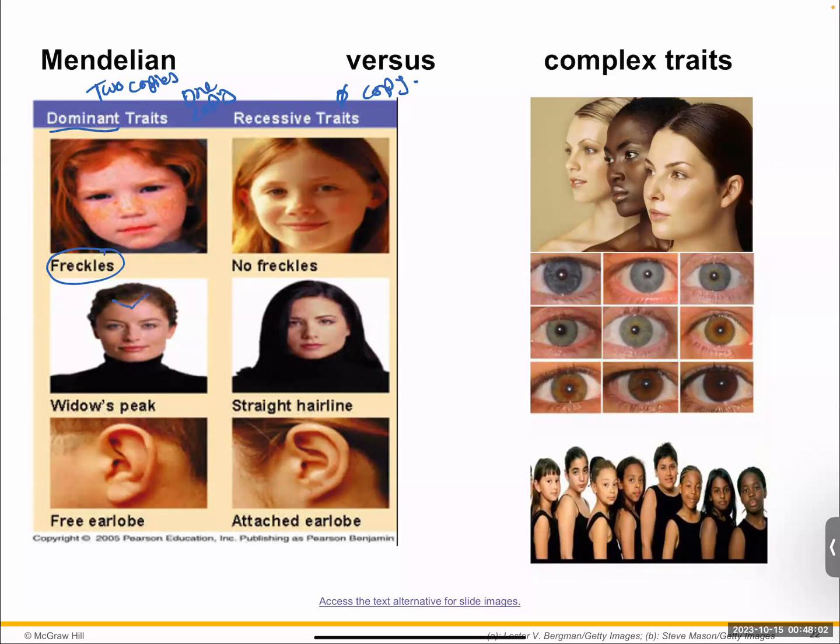Widow's peak is what I mentioned before, presence of it versus absence. Again, you need to have one gene or two, and you will develop it, versus if you don't have it, so neither of the parents pass it on to you, then you will not have it. And then the earlobe, free earlobe versus attached earlobe. This is also, again, single copy will be sufficient to pass this trait forward.